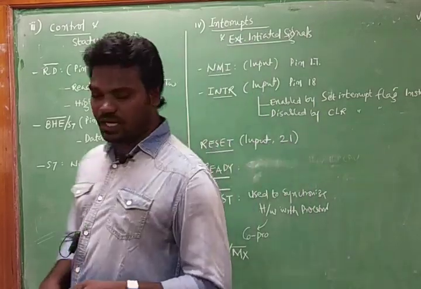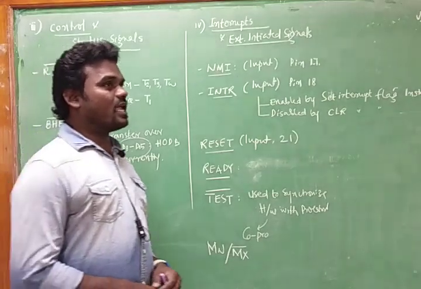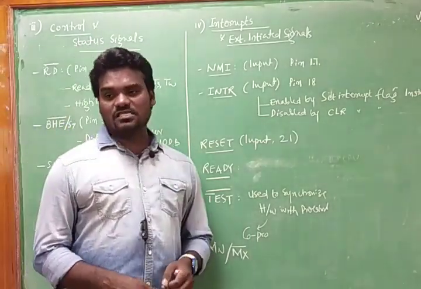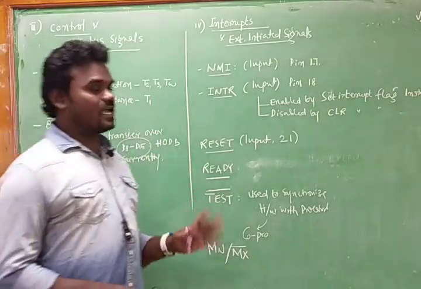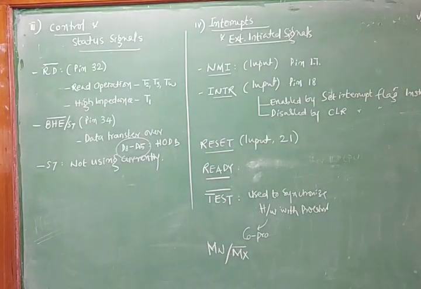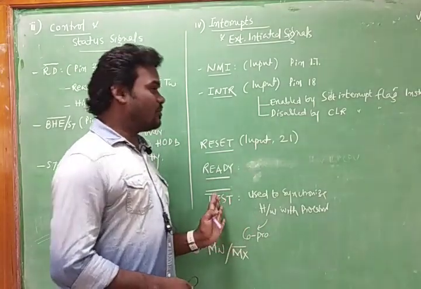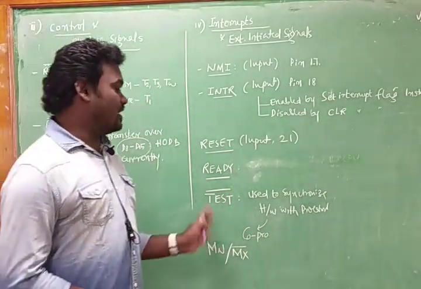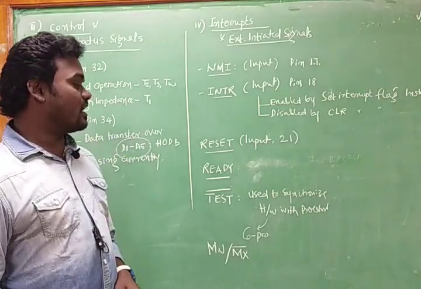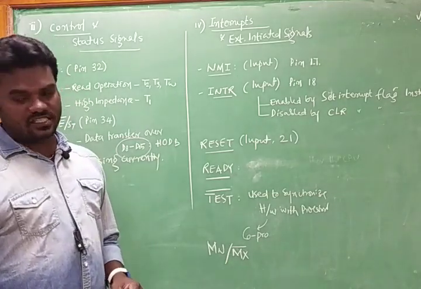Coming to the next one, TEST. This is an active low signal, which is used to synchronize. Whenever this TEST signal takes logic 0, it synchronizes the processor to the coprocessor or to external hardware. And whenever this TEST signal takes logic 1, it is not going to synchronize the processor with the external devices or other hardware or other coprocessor like the 8087 coprocessor.